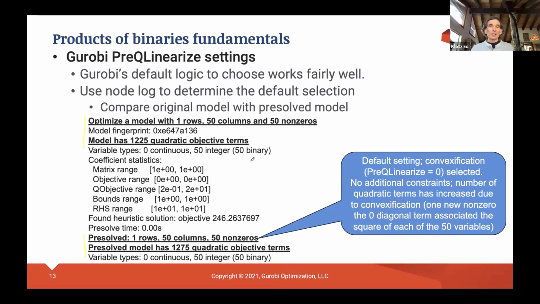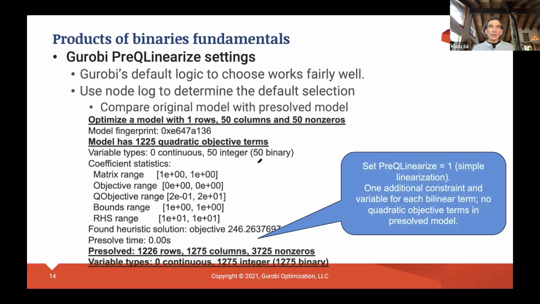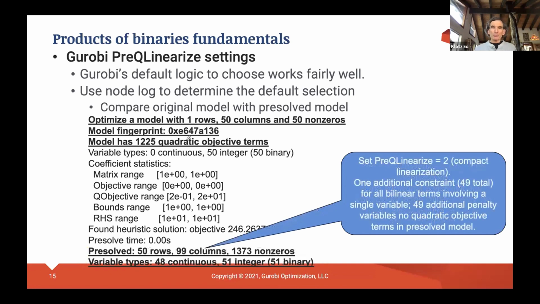So that tells us that Gurobi chose to convexify. In our next log here, what we see is that there are new constraints. This is for the same problem, by the way. And we see that in this case, there is basically one new constraint for each of the quadratic objective terms involving products of binaries.